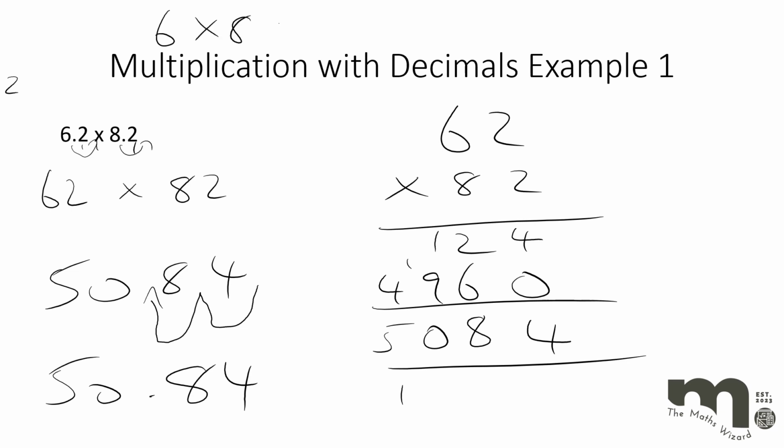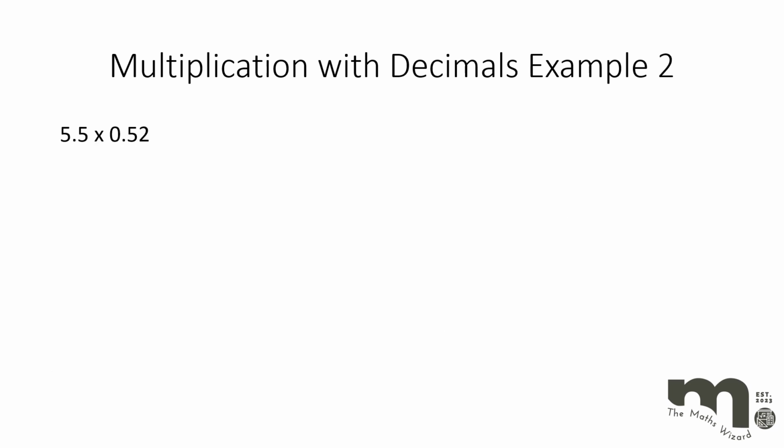And you can do quite a good little check on this sort of question, because 6 times 8 you might know is 48. And 6.2 is only slightly bigger than 6. 8.2 is only slightly bigger than 8. So what that tells us is that our answer is not going to be that much higher than 48. And as you can see, 50.84 is not too much higher than 48. So you can do some quite nice little estimations here to check your answers on a lot of these decimal questions.